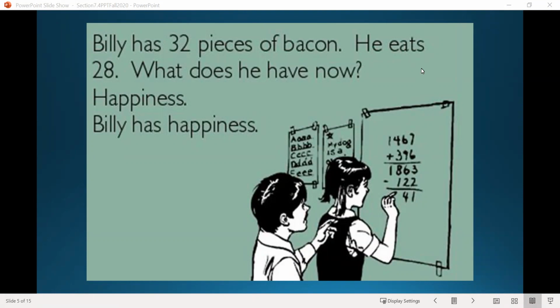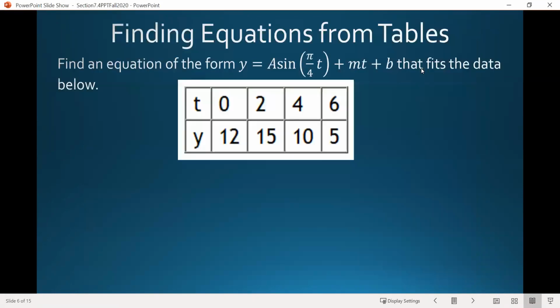Continue on with our study of this idea of changing midlines in a function. So I'm going to look now at writing equations for these types of functions from tables. And we're told here to find an equation of the form y equals a times sine of pi over 4t plus mt plus b, which here you'll notice that the midline is a linear midline and fits the data below. So inputs of t are 0, 2, 4, 6, outputs for y are 12, 15, 10, 5.